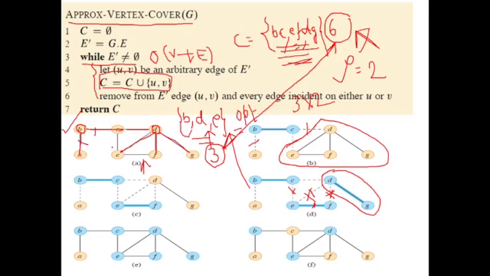1, 2, 3, 4, 5, 6, 7, 8 edges. Here, how many edges did you get? 6 edges. 2 edges you have reduced, which is okay. But vertices, how many vertices do you have? 1, 2, 3, 4, 5, 6, 7 vertices. But here you have 6 vertices. Yes or no, students? So 7 compared to 7, 6 is somewhat okay.